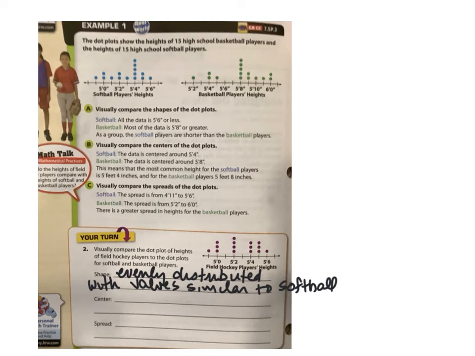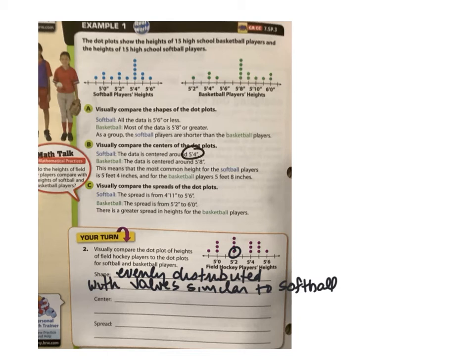Let's visually compare the centers of the dot plot. Well, we know the center of the plot for softball was 5'4", and so the center here, let's see, we have 1, 2, 3, 4, 5, 6, 7, 8, 9, 10, 11, 12, 13, 14, 15 pieces of data. Divide that by 2, you're getting 7. And then, so 7 on one side, 7 on the other. The one right in the middle will be my center. So 1, 2, 3, 4, 5, 6, 7. And so this one, 5'2" is the center.